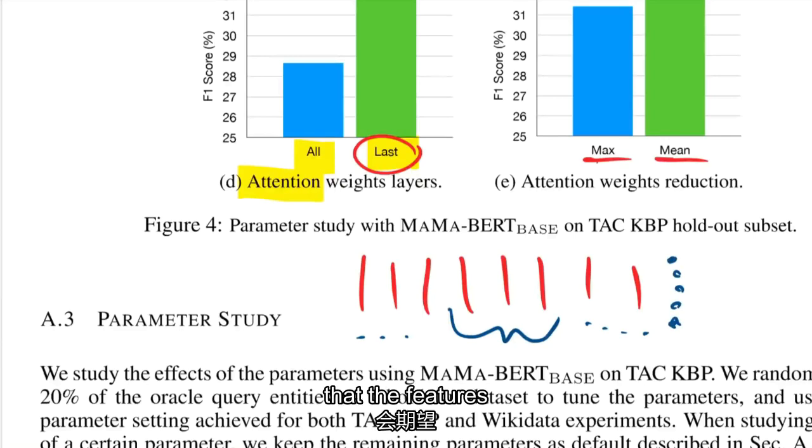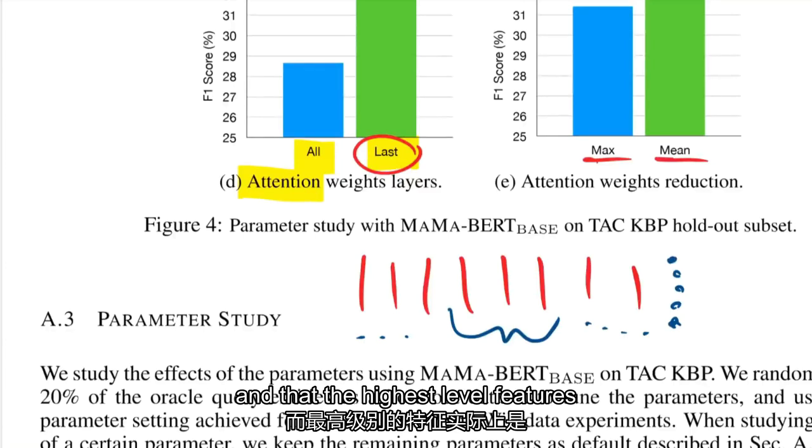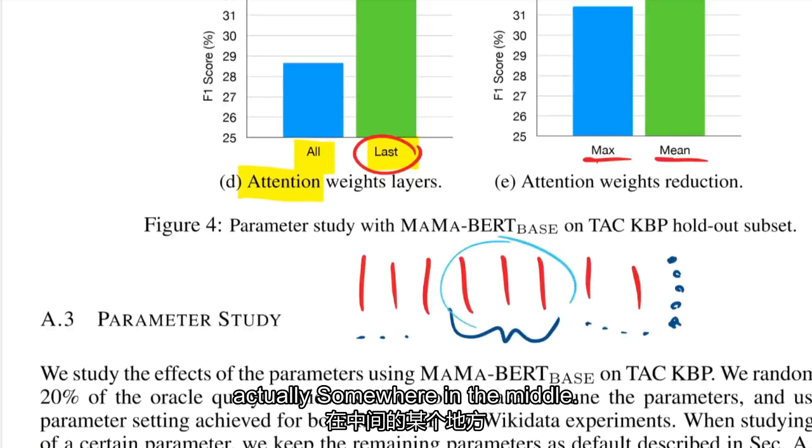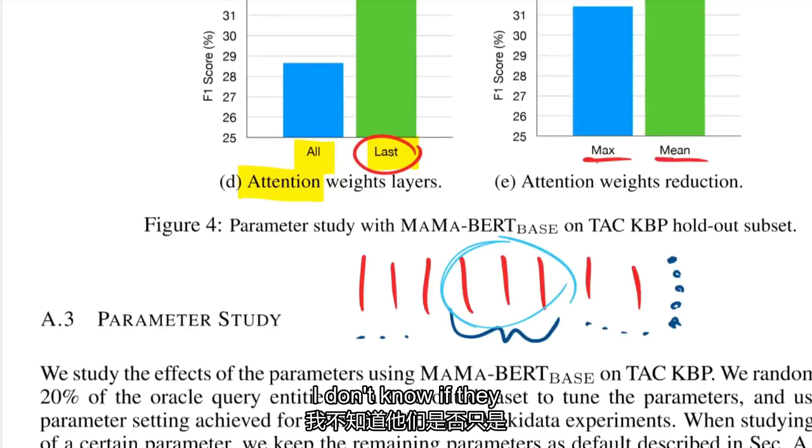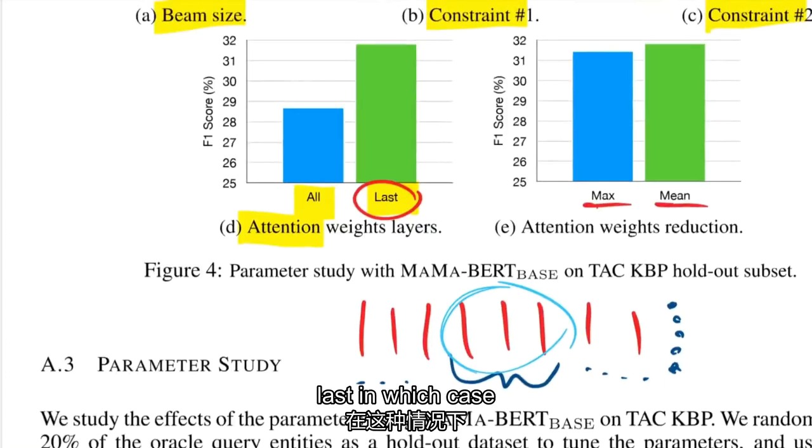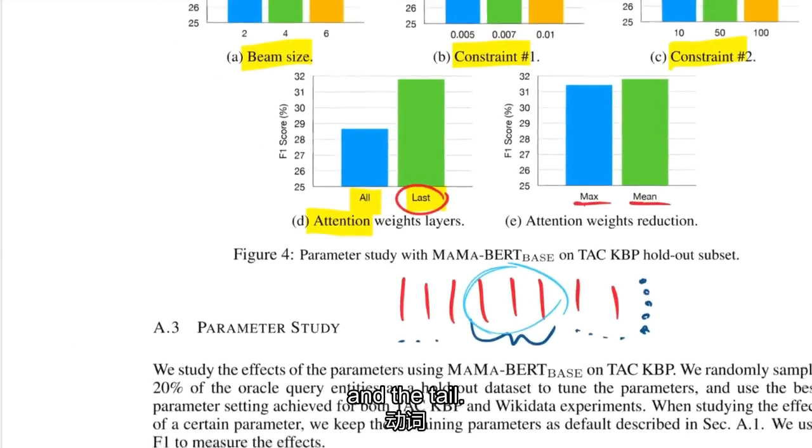So you'd expect that the features in the attention matrix go back to more grammatical features and so on, and that the highest level features are actually somewhere in the middle. I don't know if they only tested all versus last, in which case, yeah, I believe that. But if they tested each one individually and it still turned out that last is the best, that would add to my hypothesis that what happens here is more of a grammatical effect of extracting this correct candidate verb in between the head and the tail.